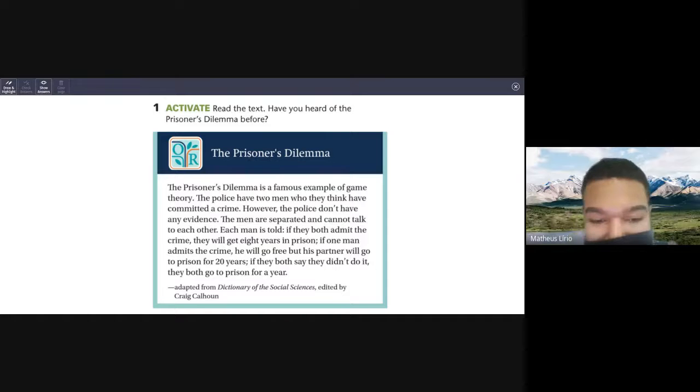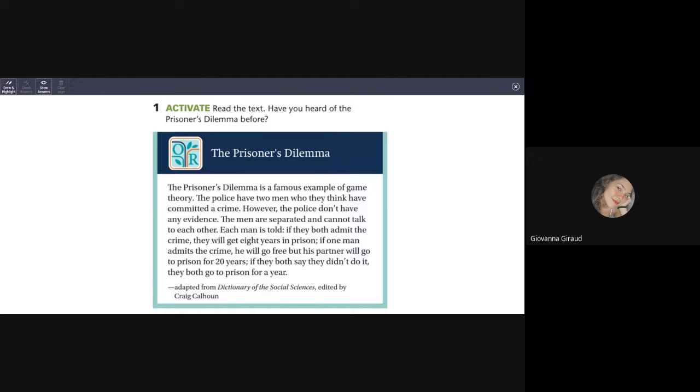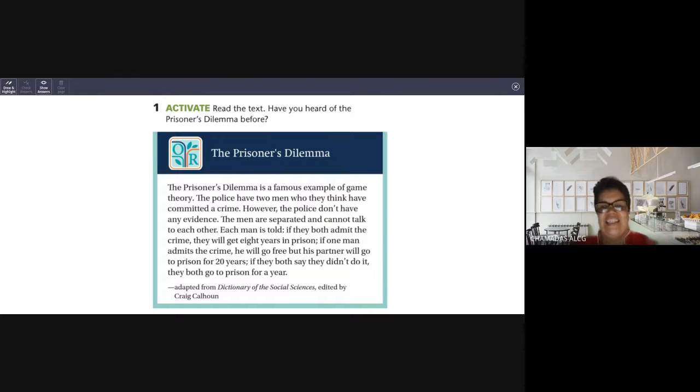But they don't know that the police don't have evidence against them. It's okay, but if they both say they didn't do it, they both go to prison for a year. Doesn't make sense, guys. Oh my god.